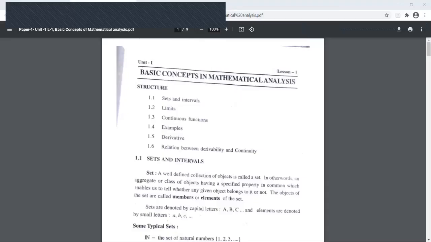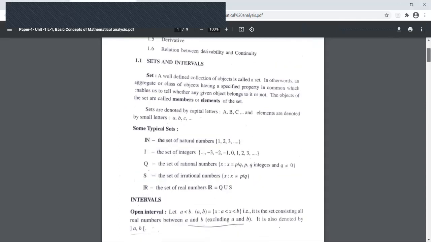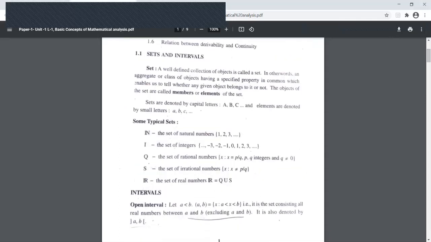Hello, good morning everyone. Let us study some basic concepts in mathematical analysis today. What we are going to study in this chapter is sets and intervals, limits, continuous functions, examples, derivatives, and the relation between derivability and continuity. This is what we are going to study. So let's start with sets and intervals.